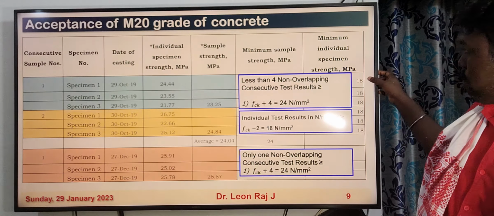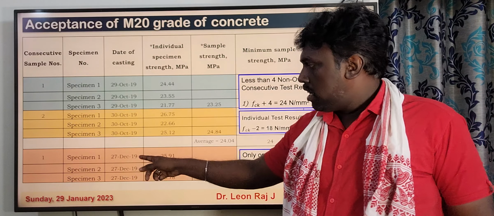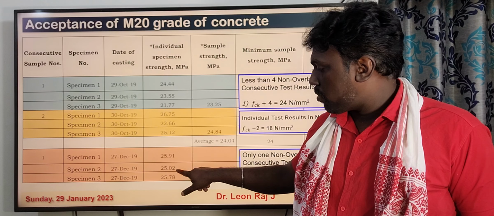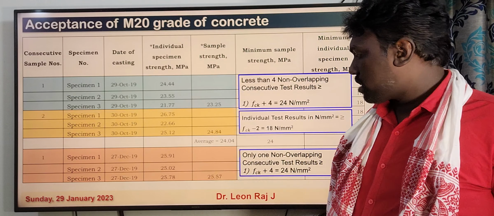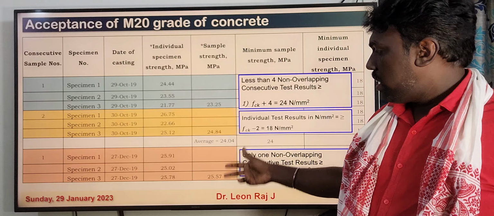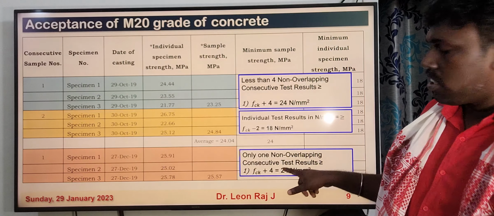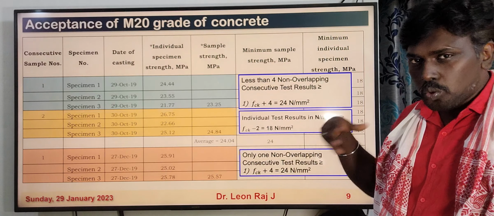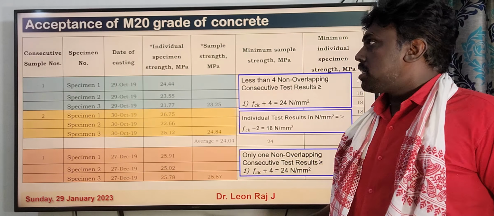In case of only one sample, that is tested on 27 December 2019, the individual compressive strengths are 25.91, 25.02 and 25.78 MPa. The average of these three values shall be 25.57 MPa, which is greater than 24 MPa, that is the only acceptance criteria to accept the concrete in situ or in place concrete.